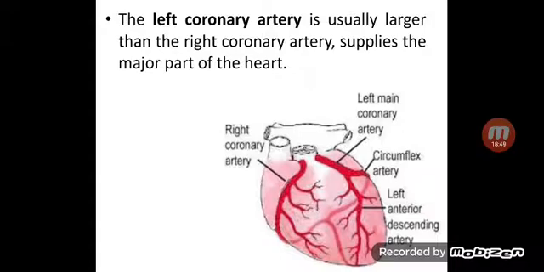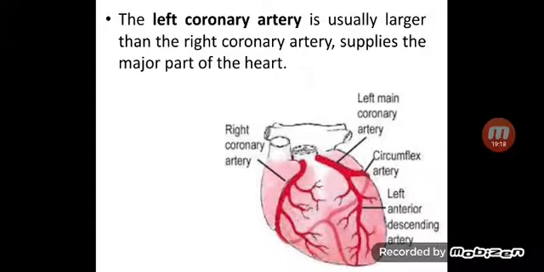The second branch is the circumflex artery. From its name, circumflex means it winds. The circumflex artery is the same size as the anterior interventricular artery. It winds around the margin of the heart in the atrioventricular groove, around the left margin of the heart in the atrioventricular groove.